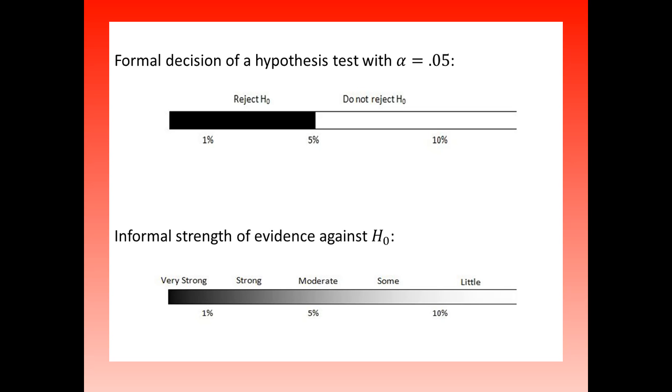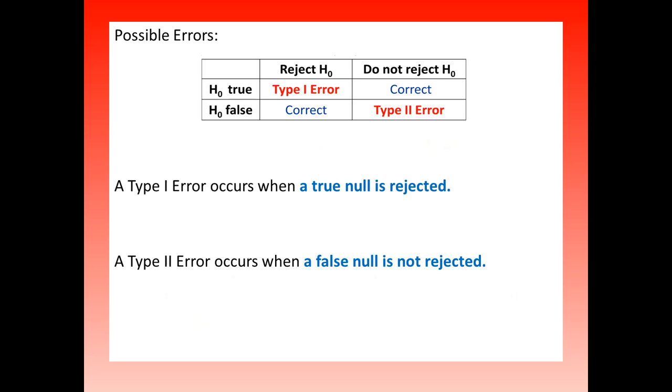One thing then that becomes an issue is you can be wrong. As far as the decision is concerned, there are really four things that could happen. There are two ways to be correct, and there are two ways to be incorrect. If the null is false and you reject it, good. That's a correct decision.